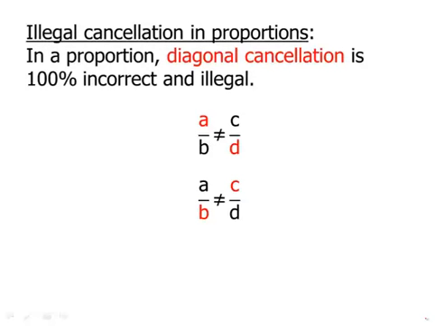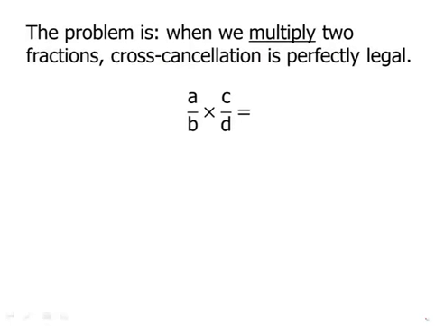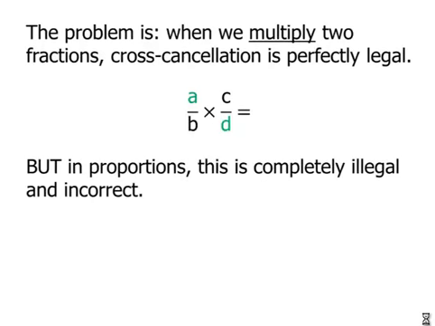Here's where I think the confusion arises. When we multiply two fractions, cross-cancellation is perfectly legal. So for example, here I have a over b times c over d. This is not a proportion. This is a product of two fractions. And in this, of course, we can cancel a common factor in a and d. Cross cancellation is perfectly fine. But in a proportion, this is completely illegal and incorrect.